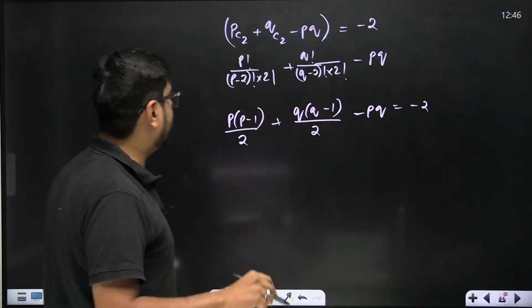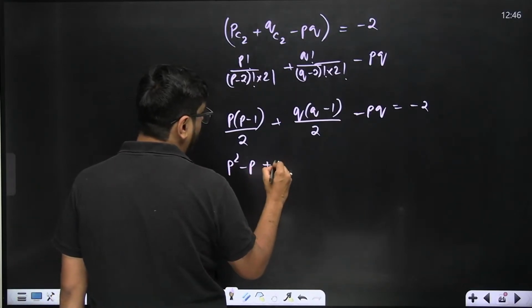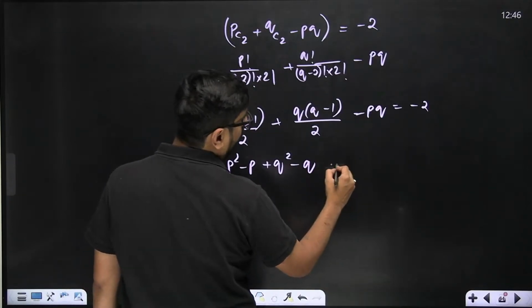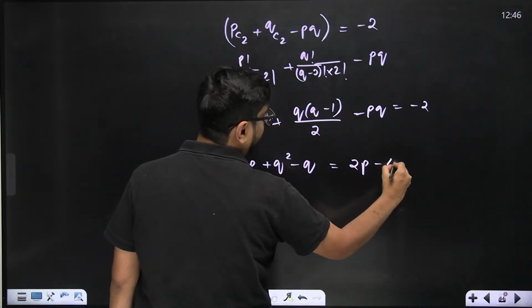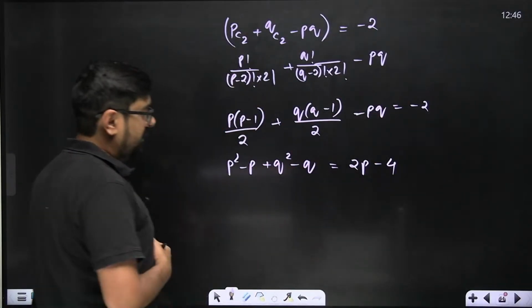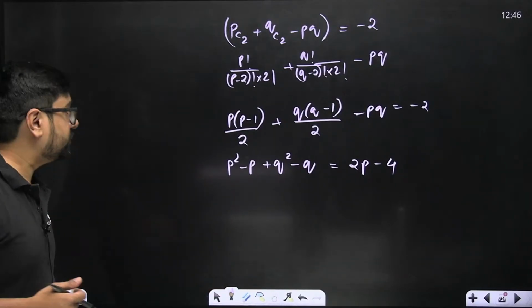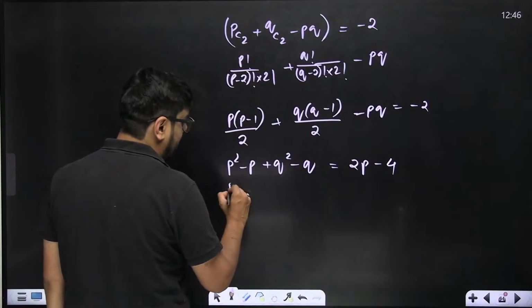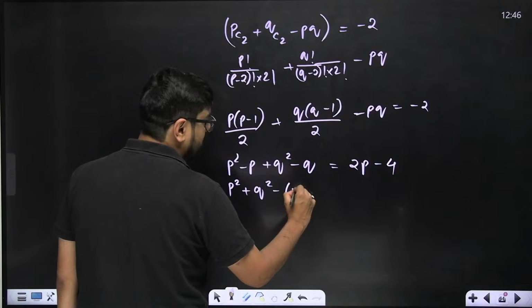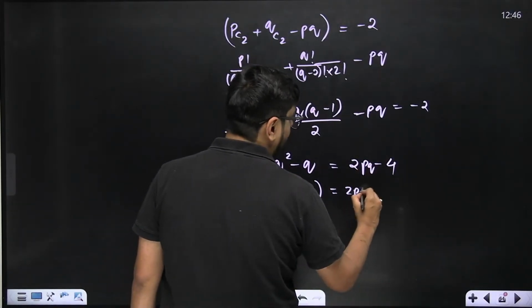So one equation is forming from here. What are we having? P square minus P plus Q square minus Q is equal to 2PQ minus 4, right? This PQ will go that side, 2 will go that side, multiply, and this equation will be generated. Now what do we know? P minus Q is equal to 1, right? We know that P minus Q, let's write it like this: P square plus Q square minus P plus Q is equal to 2PQ minus 4.